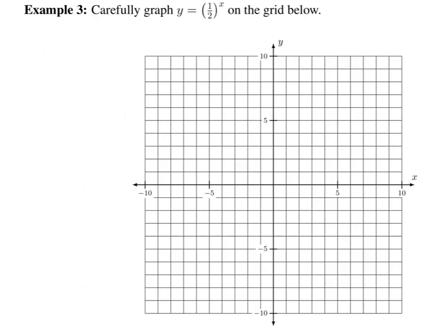Here we have another one. We have 1/2 to the x. This one is also worth making a t-chart for. So x is 0, it's 1. If it's 1/2 to the 1, it's 0.5. If it's 1/2 squared, it's 1/4. If it's 1/2 cubed, it's 1/8. And if it's 1/2 to the 4th, it's 1/16.